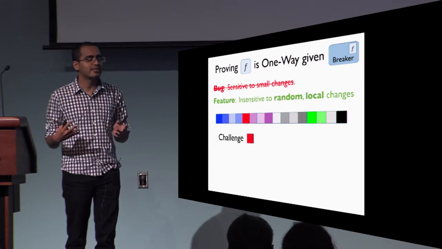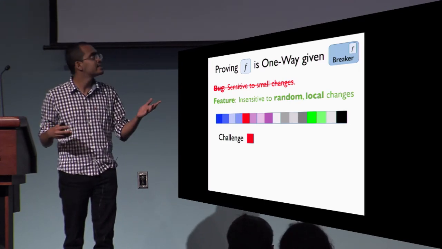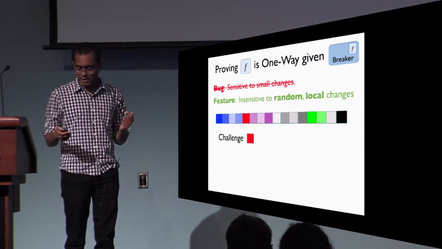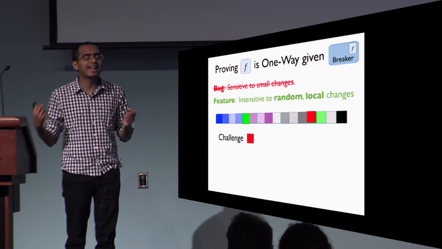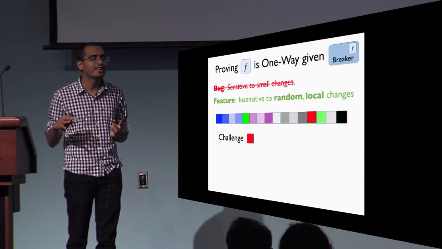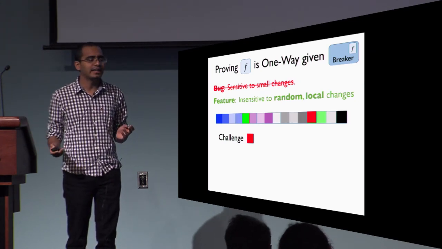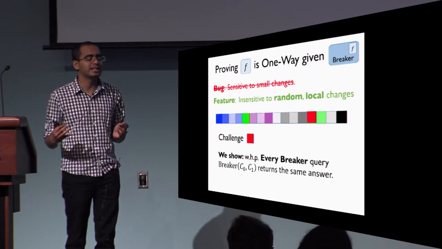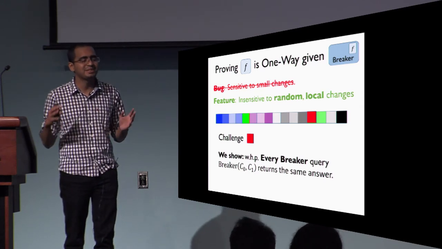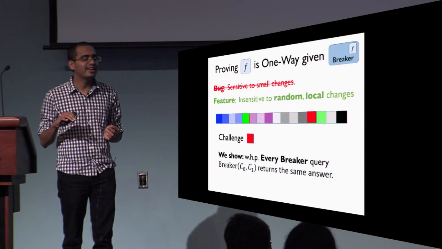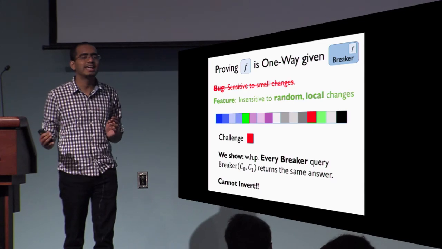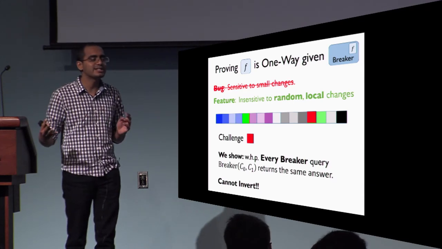So to illustrate, consider the following: there is a one-way permutation and the challenge is this red box. So the adversary has to return the position of the red box to succeed. Now we can do a random change, which is to pick a random place and swap these two. Now the answer the adversary has to give has changed completely. And yet we can show that every query the adversary makes to the breaker oracle, it would receive the same answer with very high probability. And this lets us show that the adversary cannot invert the one-way function even given access to this SDK oracle.